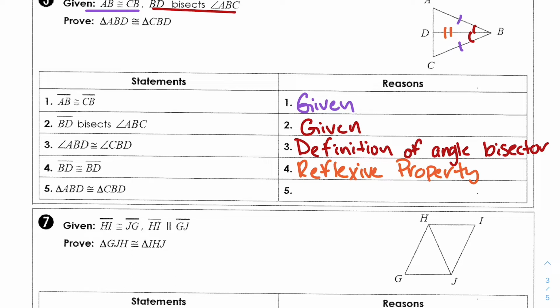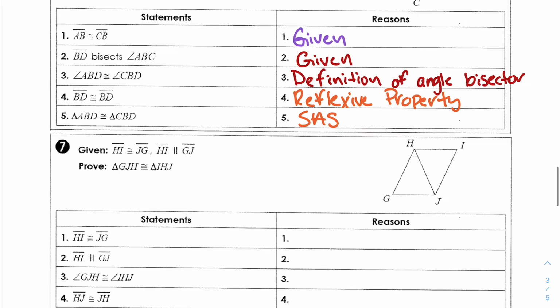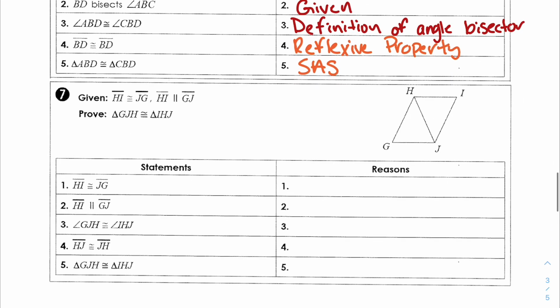So now we have a pair of congruent sides. We have an angle and then another congruent side. And the angle is in between the two sides. So we just proved that triangle ABD is congruent to triangle CBD by SAS, side angle side, or aka SAS.